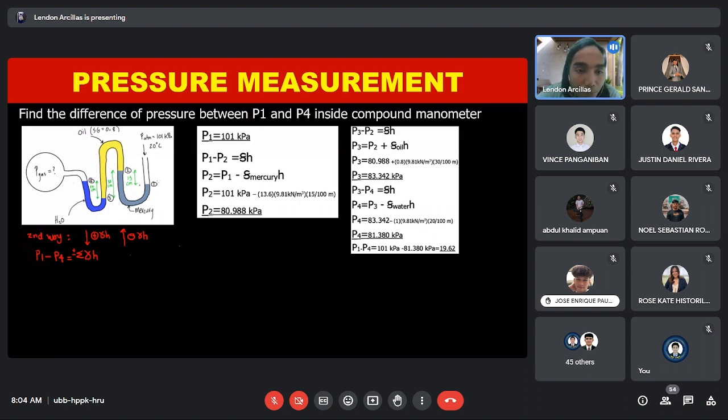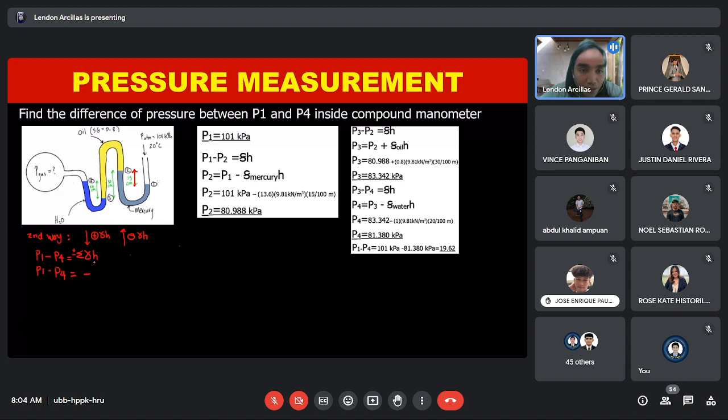Okay, so from point 1 to point 2 tayo ay pataas. So meaning sulat natin, tayo ay pataas, therefore subtraction. Tama? Subtraction ng specific weight ng mercury.